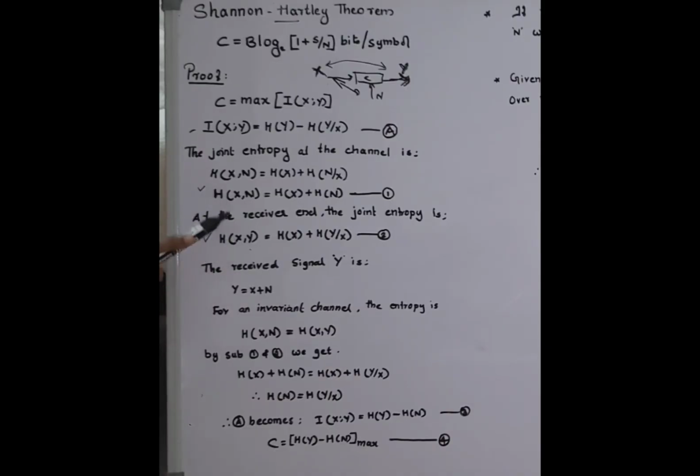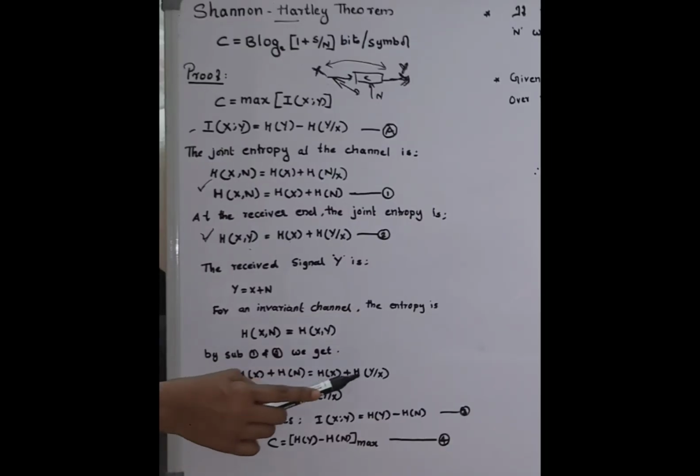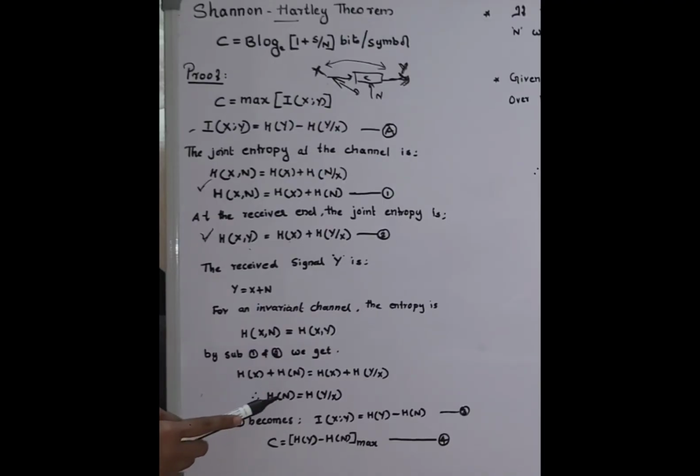Now we can equate these two equations, equation 1 and equation 2. So by equating, we get H of X plus H of N is equal to H of X plus H of Y by X. Here H of X and H of X are common. So when we take it to one side, we get 0. Now from this we get H of N is equal to H of Y by X.